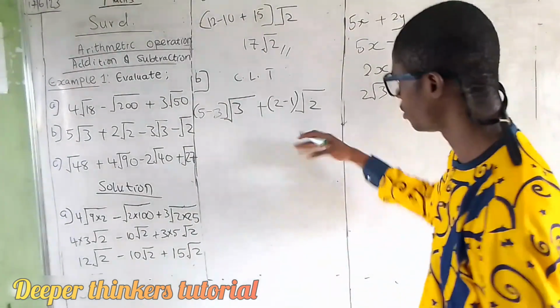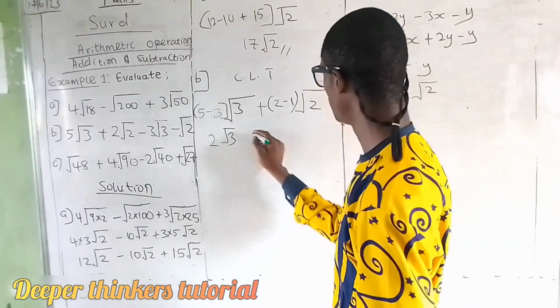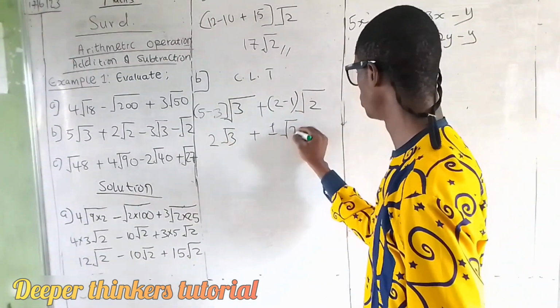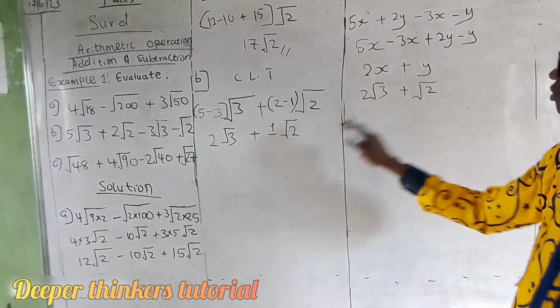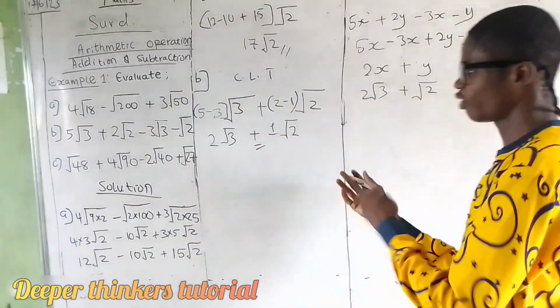But let's just do it the normal way. Then this minus this is still 2 root 3. Then plus 2 minus 1 is still 1 root 2. So we see that it's the same thing. So anyhow you want, you can be using this method to understand if you are confused.